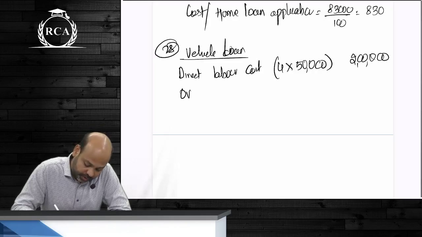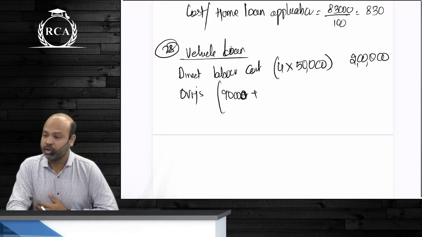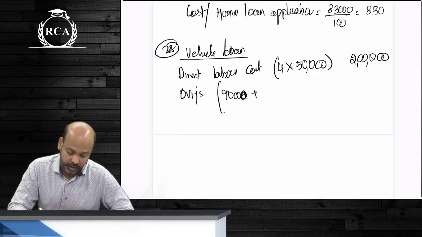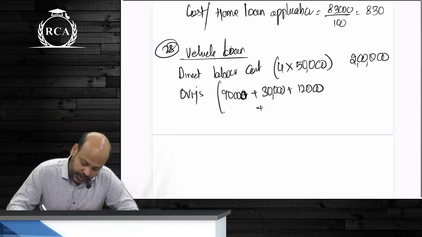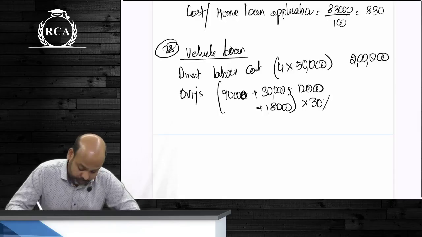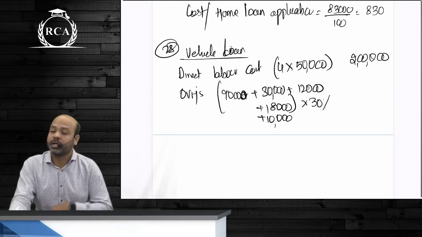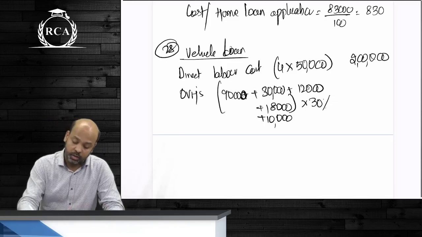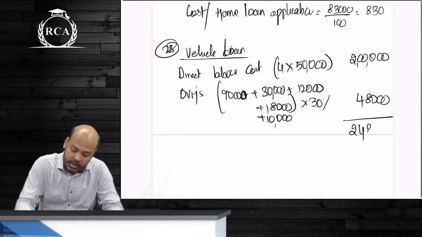Overheads. Should we total all the overheads? 90,000 plus, branch manager salary is also overhead only, because he's looking after all the activities. 90,000 plus 30,000 plus 12,000 plus 18,000. All of these are the total overheads. How much of this will be allocated to vehicle loan? Others 10,000. Add all of them and multiply by 30%. How much will that be? 48,000. So put together, this will become 2,48,000.